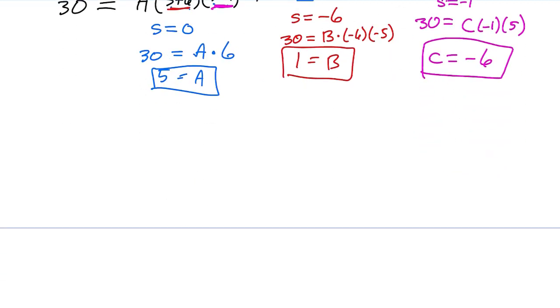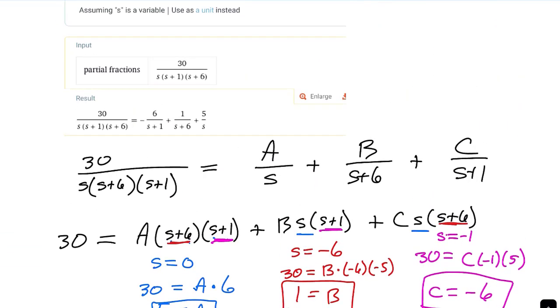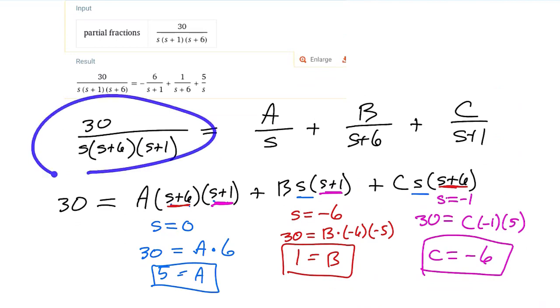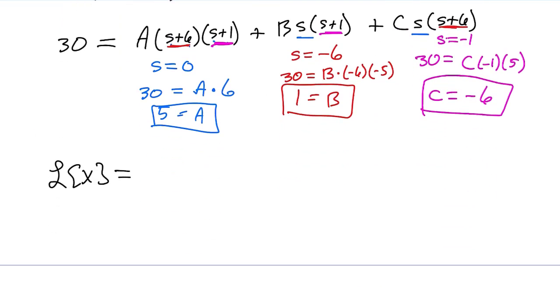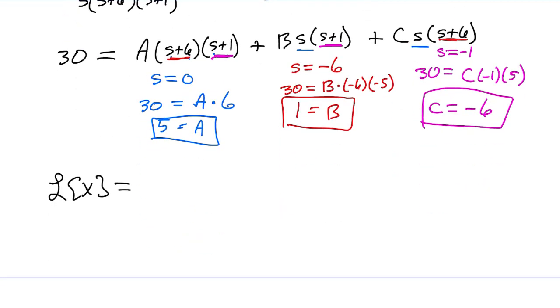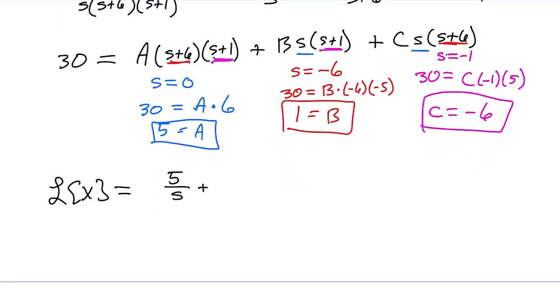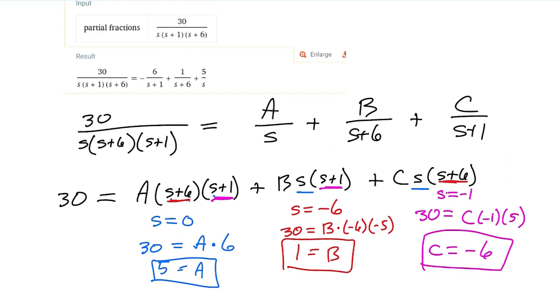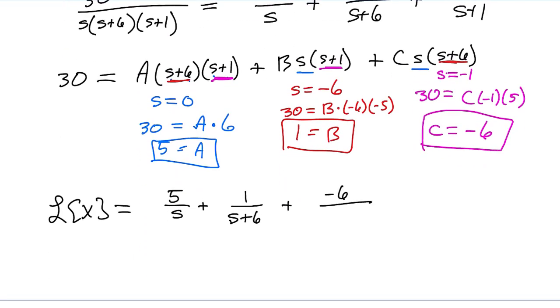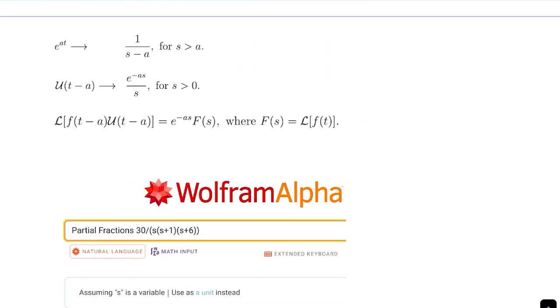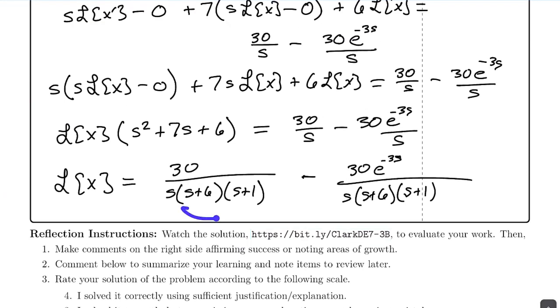Okay, so going back to our original problem then, the original problem said that L of x was equal to this, 30 over s plus 6, s plus 1. But that is then equal to a over s, so 5 over s, plus b over s plus 6, so 1 over s plus 6, plus negative 6 over s plus 1. And that accounts for this right here.